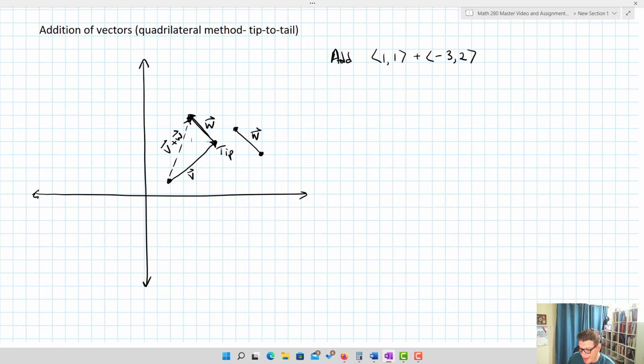It's called quadrilateral because it turns out that it doesn't matter whether you add v first or you add w first. So for example, if I have w, here's w, we start from the same initial point, and then I add the length of v. There's the length of v. I get to the same place. I get the same exact vector.